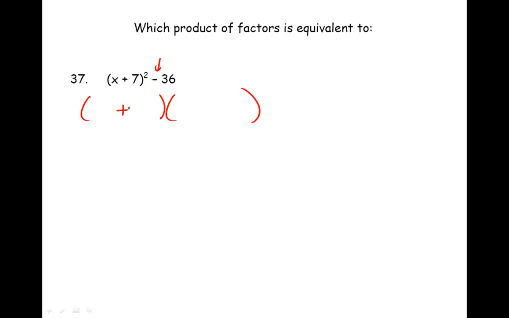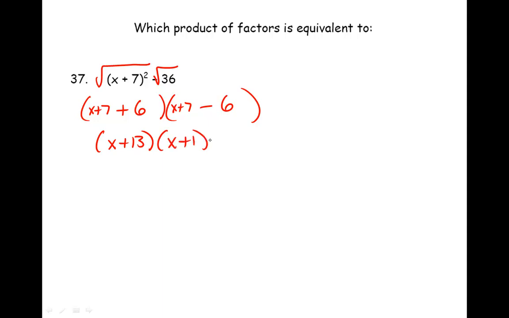Difference of squares, we want to do 2 parentheses. One is plus, one is minus. The square root of the first term is going to be x plus 7. So we want to substitute that into the first term. And then the square root of the second term is 6. So now we have x plus 7 plus 6. We always want to combine like terms. Then we have x plus 7 minus 6. So when you combine like terms on that second parenthesis, you get x plus 1. So the answer is x plus 13 times x plus 1.